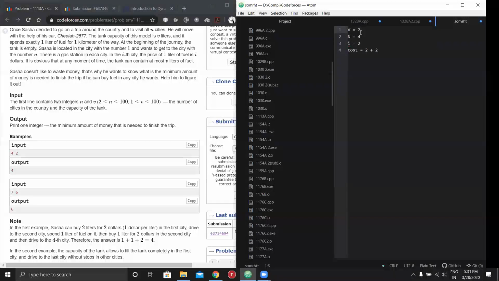Now he needs to reach city number 4. Since he already has enough fuel, he'll spend 1 liter to reach the third city and the last liter to reach the fourth city. And he has 0 fuel left, but that doesn't matter. He already reached N is equal to 4, which is the starting point of the question. And totally the cost of this is equal to 4. The correct answer is 4 because let me get to another case.